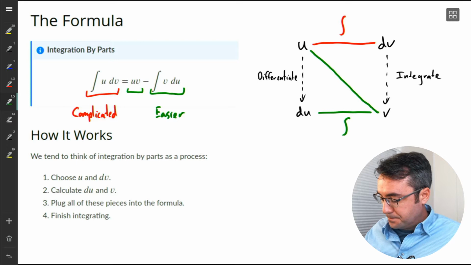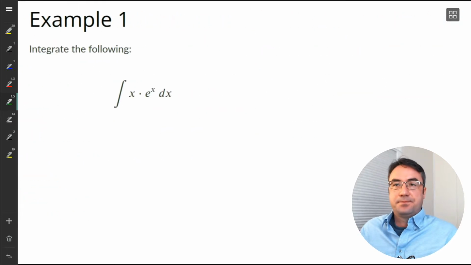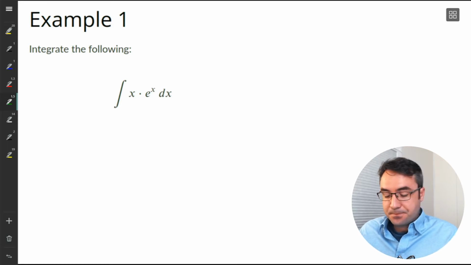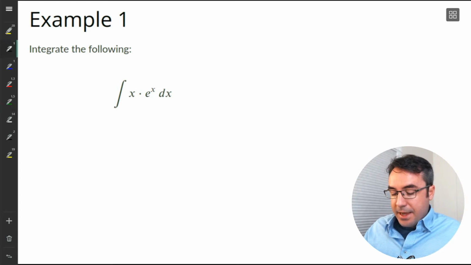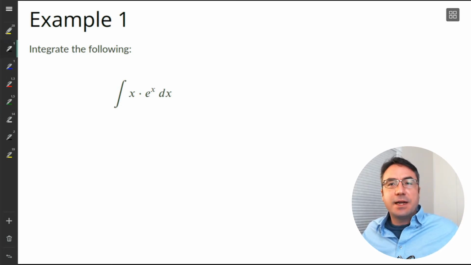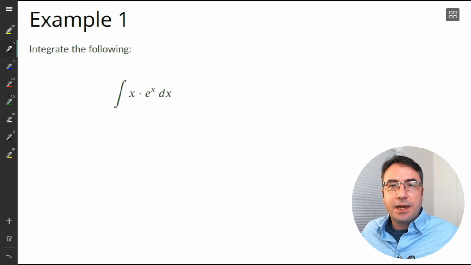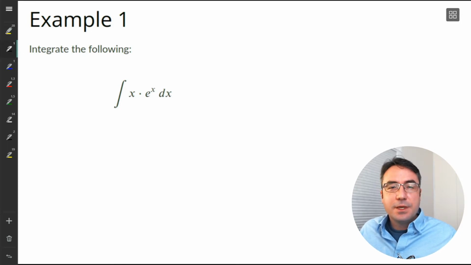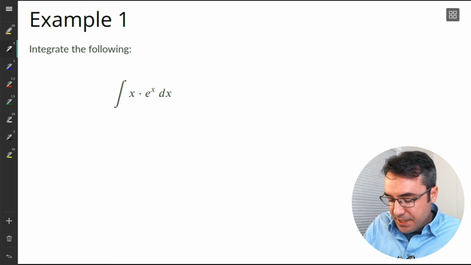All right, let's try an example. Let's see how this process works. So we're going to integrate the function x times e to the x. We'll just go through the process without really explaining why we make those choices. We'll see how the calculations work first, and then we'll go into why we are picking u to be this and dv to be that. So let's just see how this is going to work.